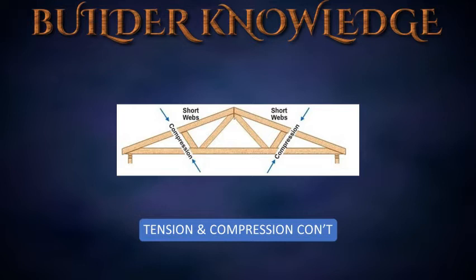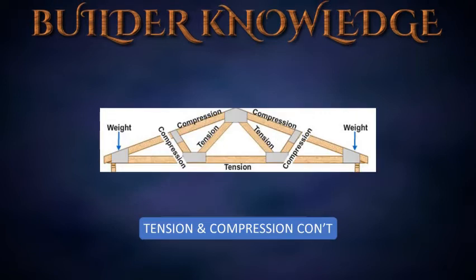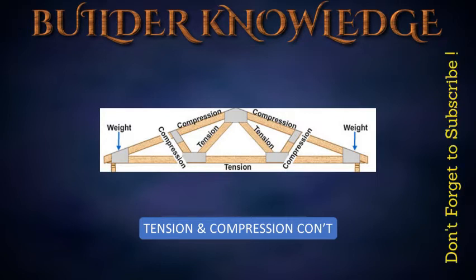The short webs support the weight of the top chords, placing a compression force on the short webs. The construction of the truss places the entire load of the roof, and any load applied to the roof, such as snow weight or wind loads, to the outside walls. Due to the tendency of the bottom chord to sag at the center, the bottom chord is usually constructed with an upward curvature called camber.